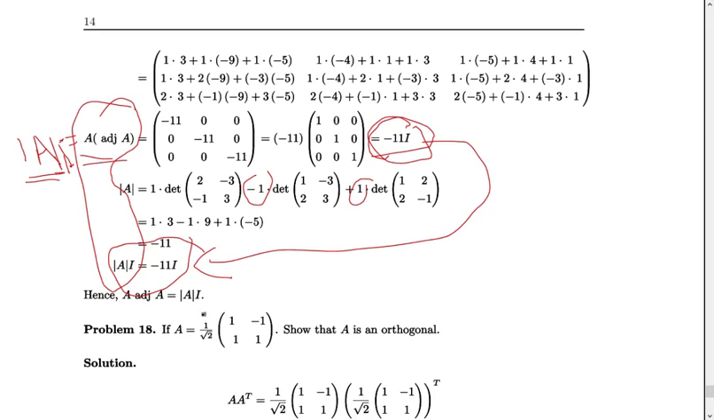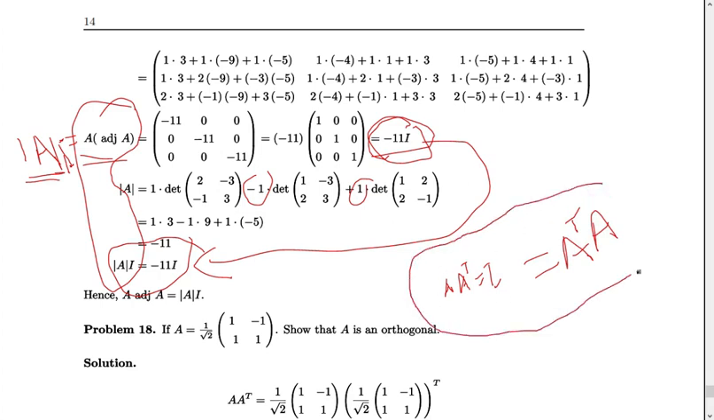If A is equal to 1 by root 2 into 1 minus 1 1 1, show that A is orthogonal. What do you know about that orthogonal matrix? Suppose the matrix A is said to be orthogonal if A into A transpose is equal to identity matrix. This is equal to A transpose into A. If the matrix A satisfies this condition, then we say that matrix A is orthogonal.